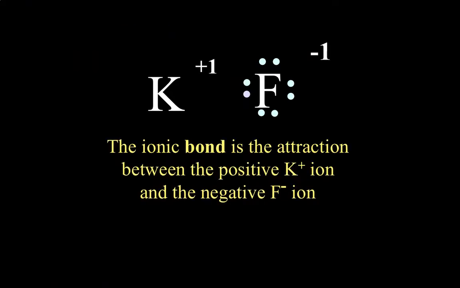Now, this attraction of positively and negatively charged ions is what an ionic bond is. So an ionic bond is just that attraction that brings the potassium and fluorine together. By the way, any ion that is positively charged is called a cation, and any ion that's negatively charged is called an anion. The way you can remember this is if you look at the t in cation, that looks like the positive sign. So you can remember cations are the positively charged ions.